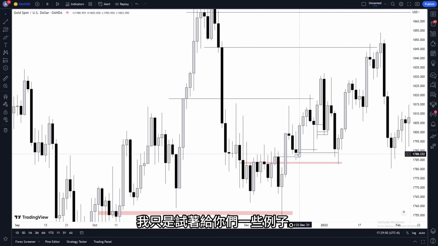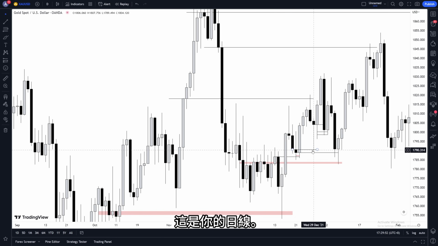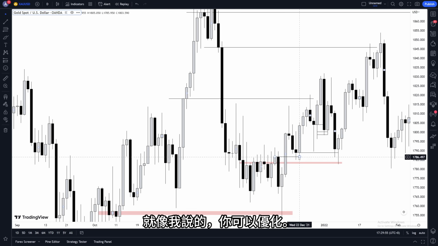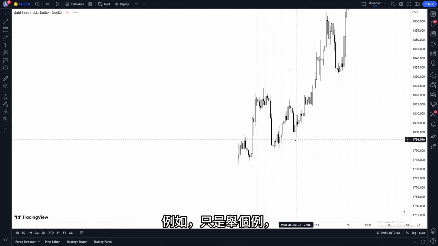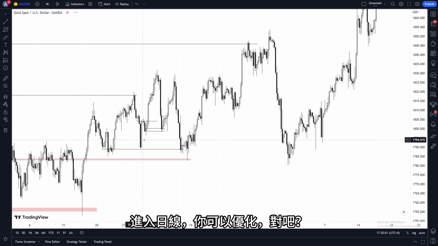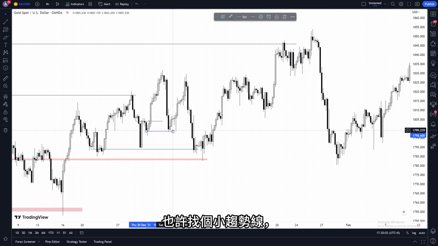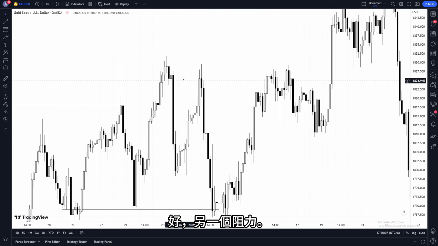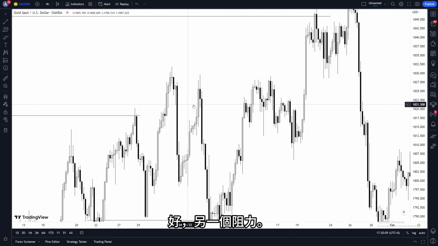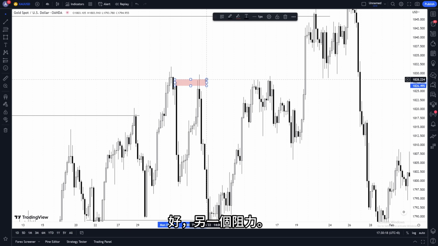Okay, price comes down. Over here is your only other fresh opportunity. So I'm going to delete some of these lines, guys. We've already talked about this. I'm just trying to give you guys examples. This is your daily. Okay, so when you go to the daily, as I said, you can refine. Take an entry from here. For example, just giving you an example, price comes back up into the daily. Into the daily, you can refine, right? Maybe look for a little trend line, look for something like that. Okay, we have ourselves a resistance. Okay, another resistance.